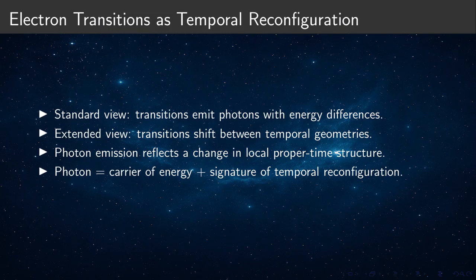Electron transitions as temporal reconfiguration. Within this framework, electron transitions acquire an extended interpretation. In the standard quantum description, transitions between shells produce photons whose energy corresponds to the difference between quantized energy levels. Here, photon emission is additionally interpreted as a transition between distinct temporal geometries. The emitted photon represents not only a carrier of energy, but also the observable consequence of a change in local proper time structure within the atom.